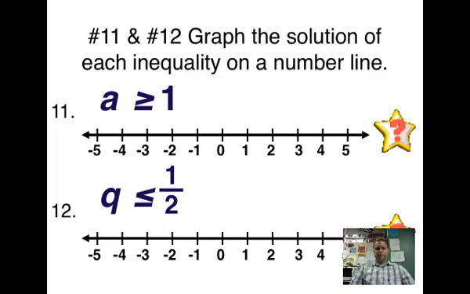Would you try these 2, please? Okay, so I find 1. And A is greater than or equal to 1, so I'm going to include 1 as my answer. And greater than means I'm going to the right. Here's a little tricky one, not too bad. I've got Q is less than or equal to 1/2. Less than or equal to, so I find 1/2, that's going to be between 0 and 1. Less than means I'm going to the left.